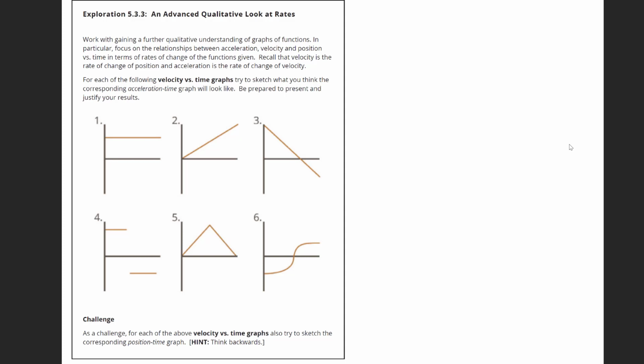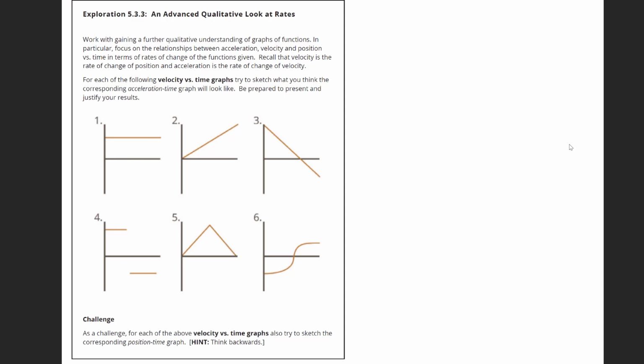Alright, here's our last video for lesson 5.3 for this week, I guess, of explorations. This is exploration 533, an advanced qualitative look at rates. If this looks familiar to you compared to the stuff we did in Unit 1, with drawing those graphs and rates of change and distance over time, it's very close to that right now. And what we're doing is we're talking about acceleration, velocity, and position versus time.